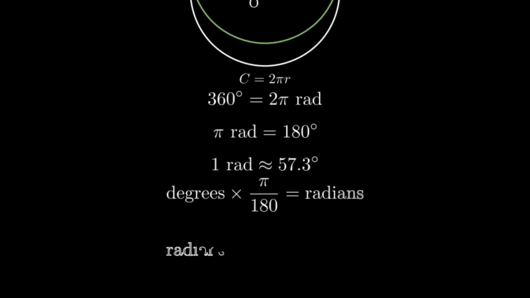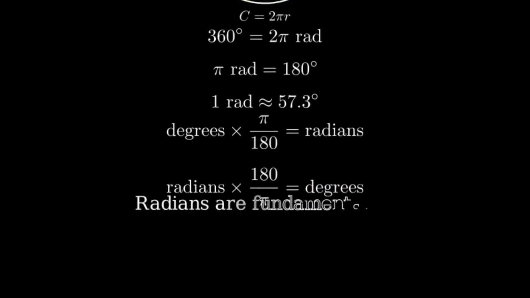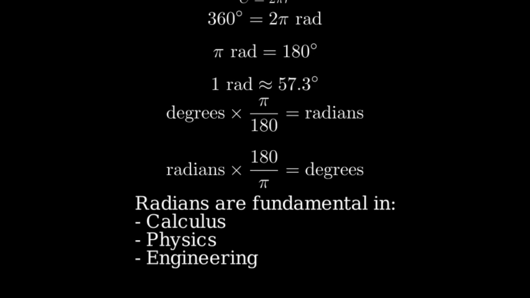To convert between degrees and radians, here are the formulas. To convert from degrees to radians, multiply by pi over 180. And to convert from radians to degrees, multiply by 180 over pi. Understanding radians is crucial in mathematics, especially in calculus and physics, where they often simplify calculations and make formulas more elegant.